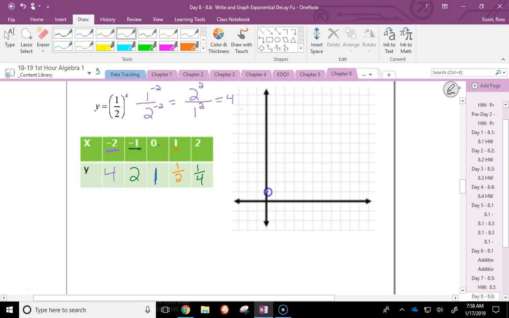0, 1. 1, 1.5. I go 2 over and I go to 4. Will I ever hit 0? No. We're never going to hit 0 on this one. -1, 2. So -1 up to 2. -2 up to 4. Now I have my points, and I just need to make my curved line.